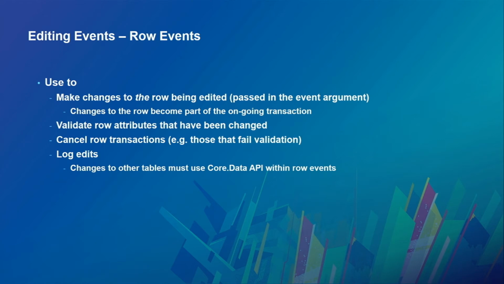For instance, you might be trapping the row created event and you want to add a particular attribute to that row. You would use the row created event for this instance. You can also log edits to a different table. If you're interested in doing that, then you need to be using the core data API.